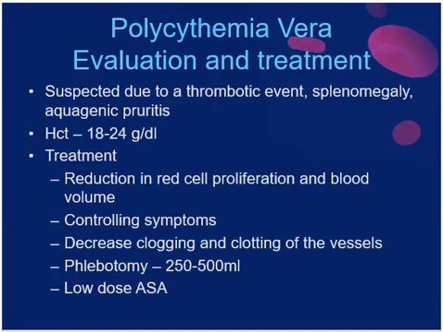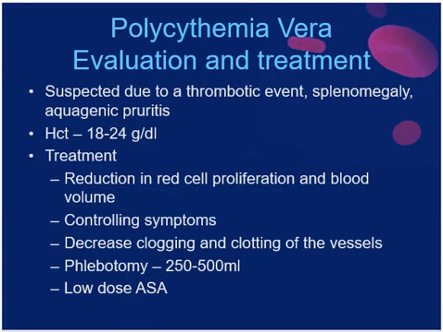When you're evaluating for this condition, you have to be looking for, has there been any thrombotic event? Does the patient have any splenomegaly? There's a condition called aquagenic pruritus, and it's a skin disease that's characterized by significant itching when in contact with water, but there aren't any visible lesions that are seen. The cause is unknown, but it is associated with polycythemia vera. Your hematocrit is elevated anywhere from 18 to 24.